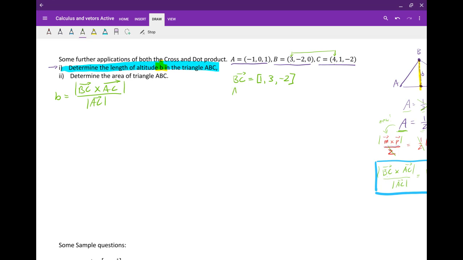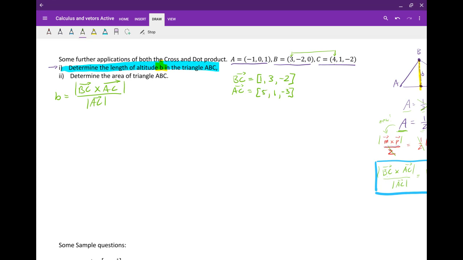I also need vector AC. All right. So again, that's going to be 4 minus a negative 1, or 4 plus 1, which is 5. Then it's going to be 1 minus 0, or 1. And then it's going to be a negative 2 minus 1, or a negative 3. Okay. So these are now my 2 working vectors.